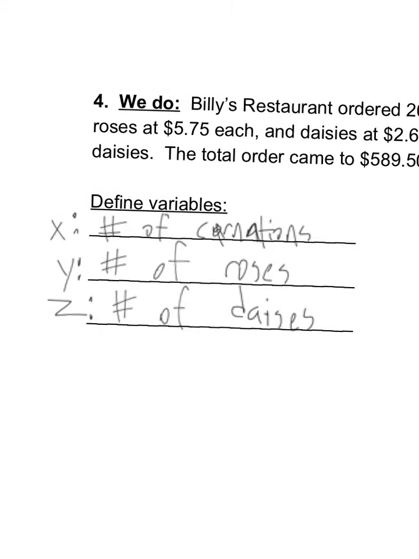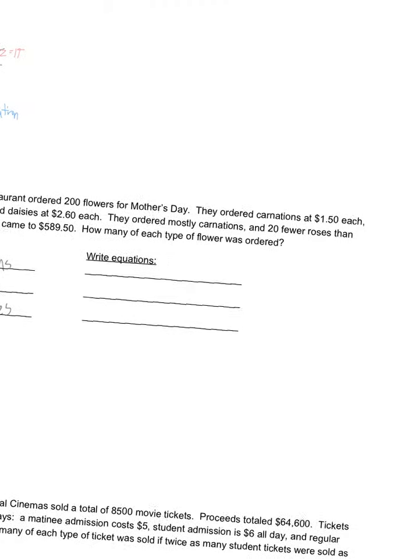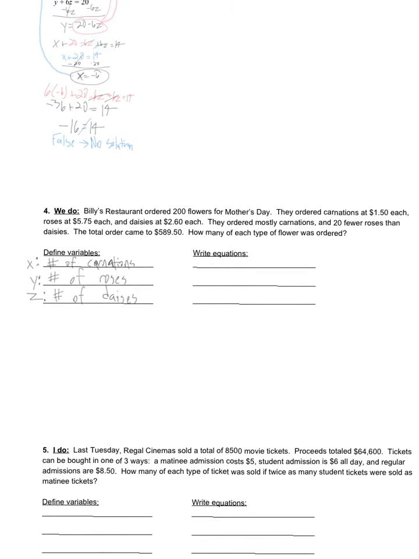Alright, so I got my variables defined. Anytime there's like a transaction, you get dollar amounts, right? So dollar amount, and a total dollar amount. That's going to make one of the equations. It says he ordered 200 flowers. Well, we know what kind of flowers he ordered. Carnations, roses, and daisies. So that's going to make another equation. And then this sentence here, they ordered mostly carnations and 20 fewer roses and daisies. That'll make another equation.